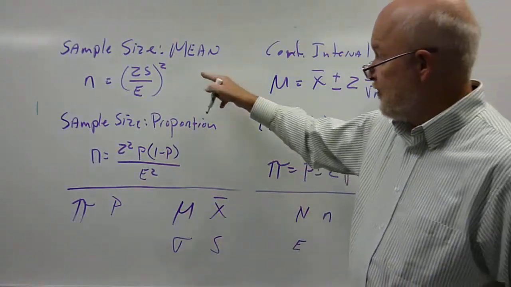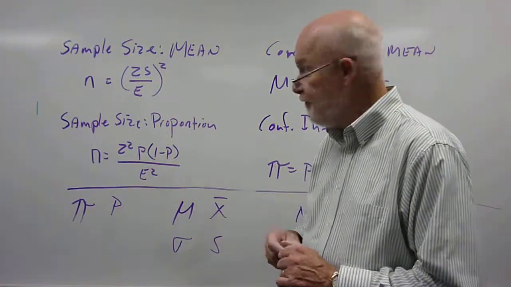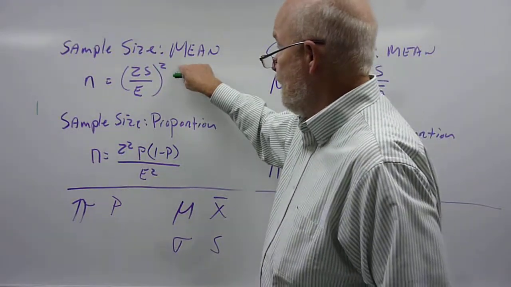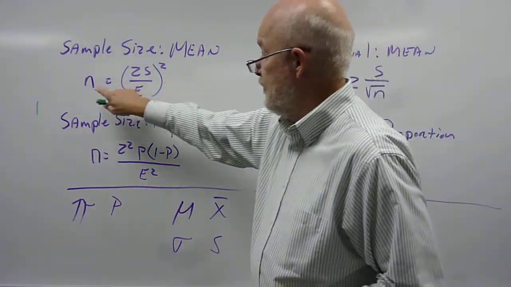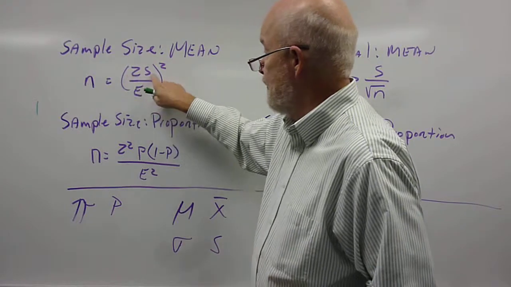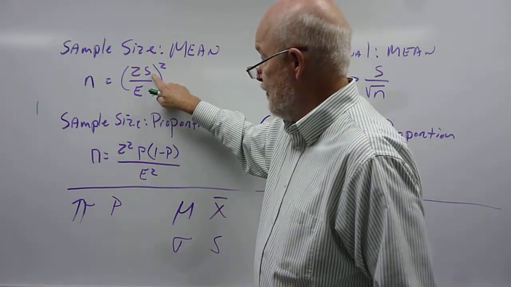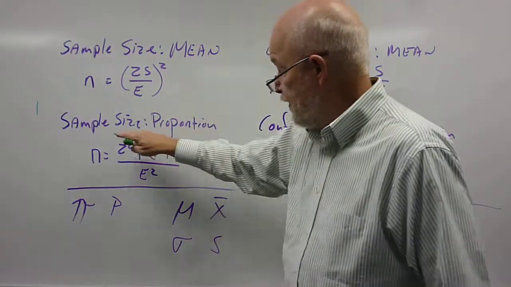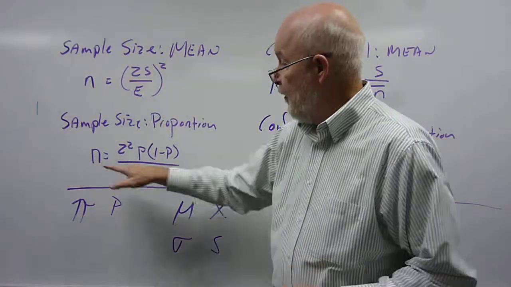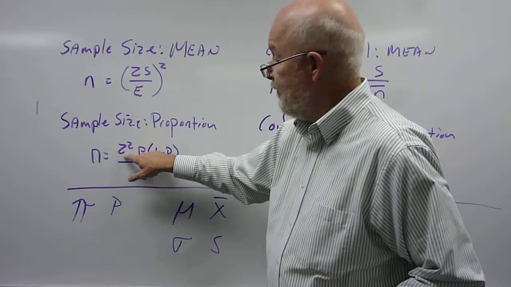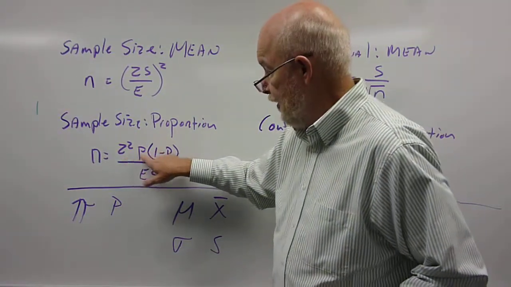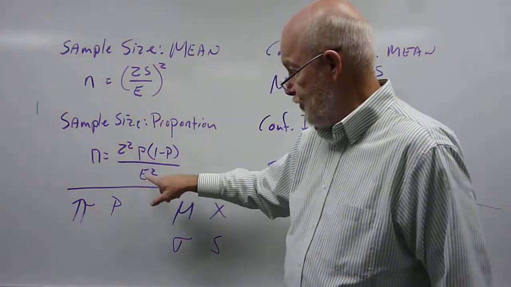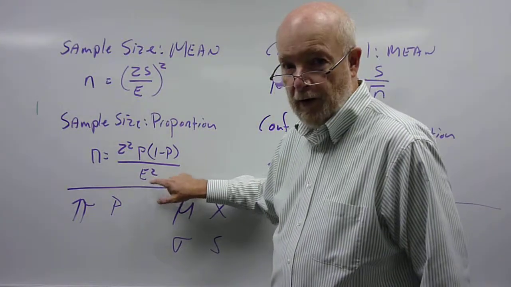If we're dealing with sample size, we have these two. We've seen them before. Sample size, if we're looking for the sample around a mean, is equal to z times the sample standard deviation divided by the allowable error, and that's squared. Then for a proportion, sample size is equal to z squared, which is based on our confidence level again, times the proportion times 1 minus the proportion, divided by allowable error squared.